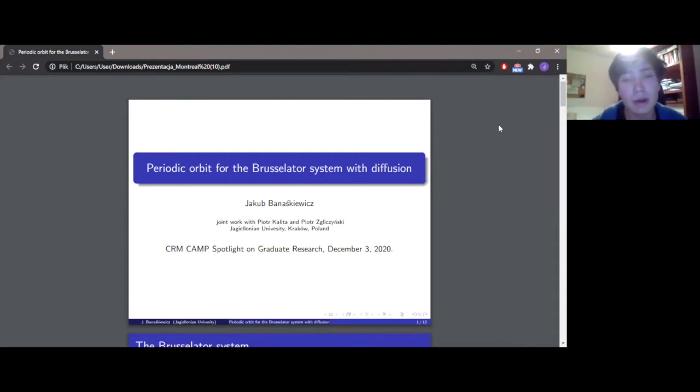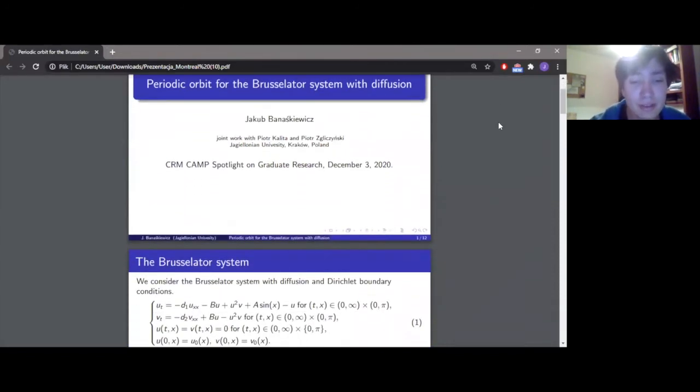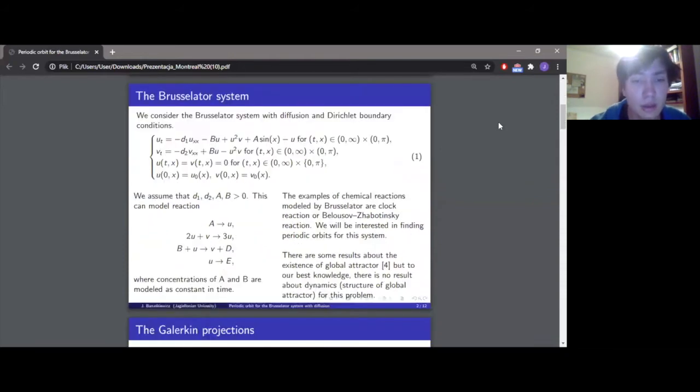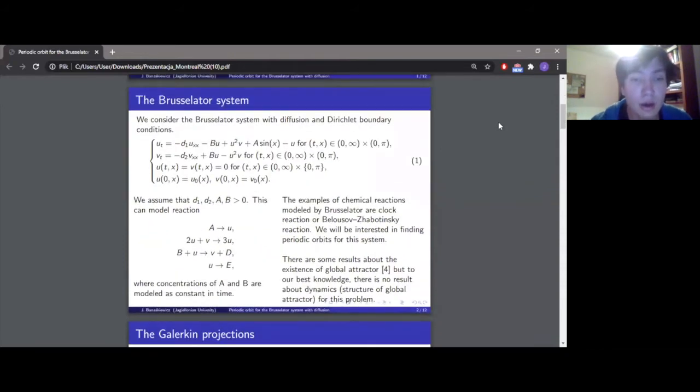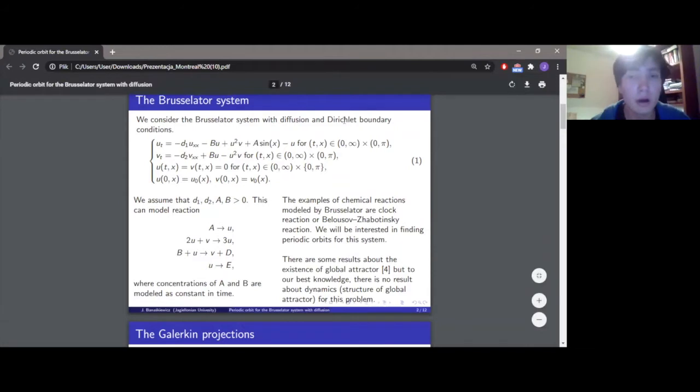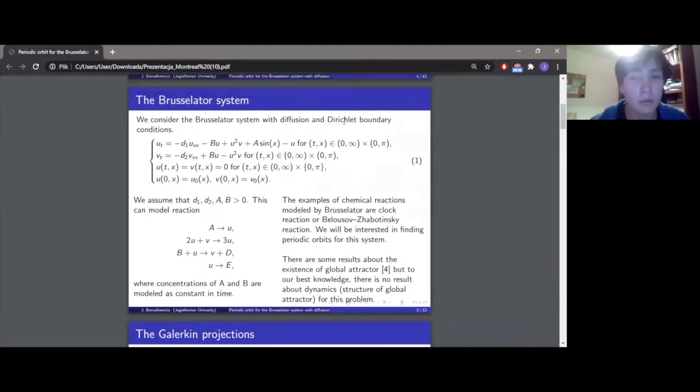I will talk about ongoing research, which is joint work with Piotr Kalita, my supervisor, and Piotr Gliczyński. Let's investigate the Brusselator system. It's a system of coupled partial differential equations, and we assume Dirichlet boundary conditions on a one-dimensional spatial domain, the interval (0, p). This system can describe some chemical reaction.